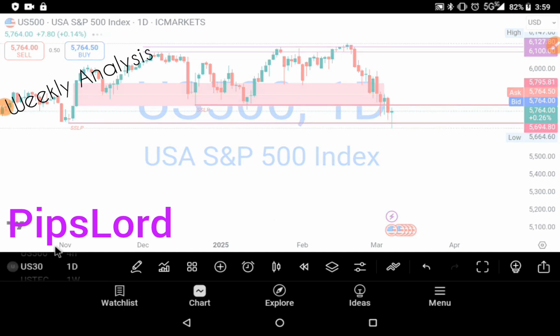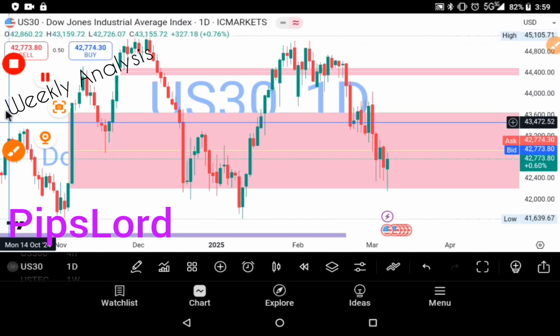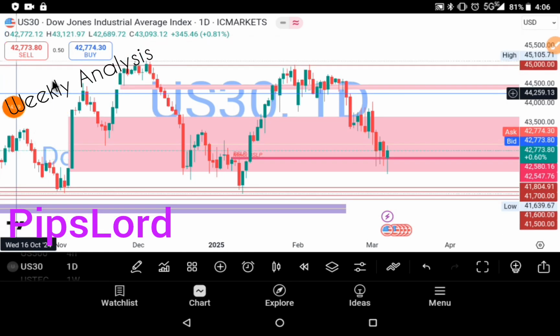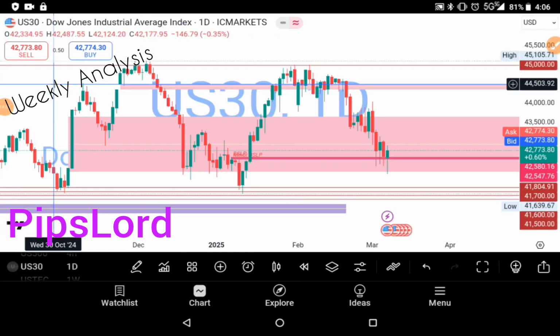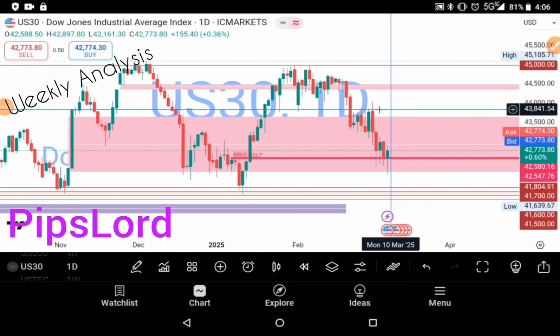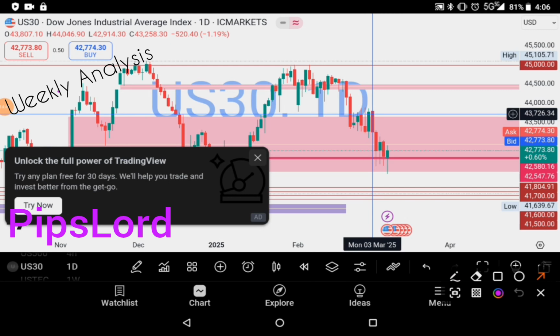So then we go for the Dow futures. 44,000 was the lowest hanging fruit on Dow futures for last week. So 44,000 has been taken. The high of this candle comes in at 44,046.